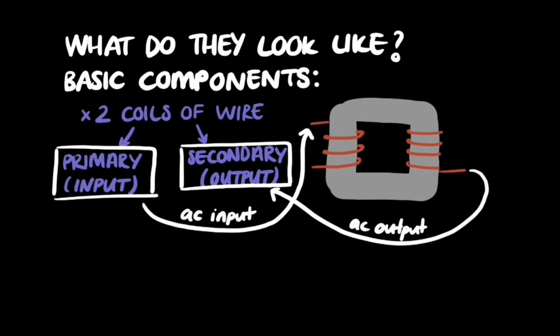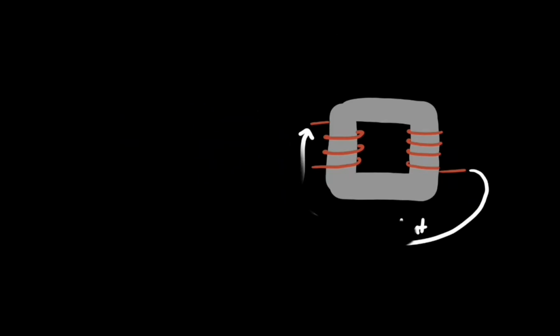So let's talk about the iron core. The iron core is easily magnetized and can carry magnetic fields from the primary coil to the secondary coil.